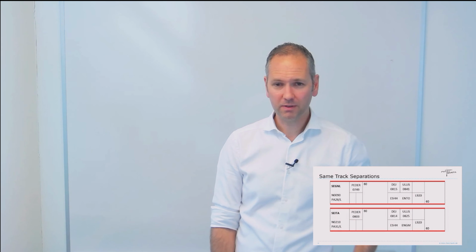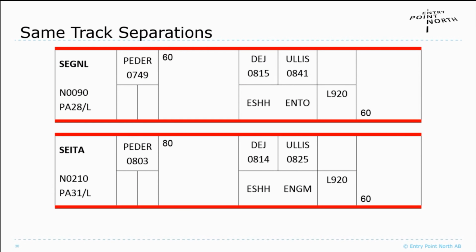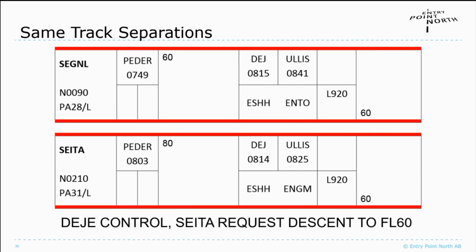Here's the same track scenario where we have two aircraft, and thankfully they're nicely vertically separated. Sierra November Lima is overflying at flight level 60 from Peta to Dea to Ulus, and Sierra Tango Alpha is also overflying from Peta to Dea to Ulus, but thankfully at flight level 80. However, of course, because we want to practice this: Dea Control, Sierra Tango Alpha, request descent to flight level 60. So we need to ensure some kind of separation between these two aircraft.